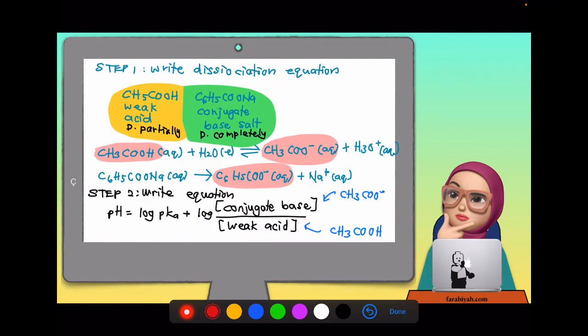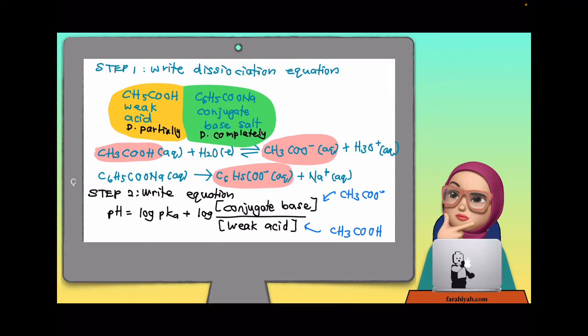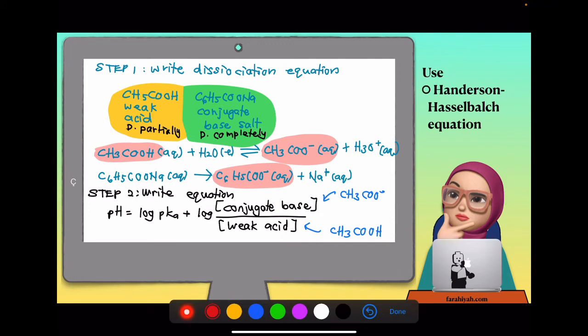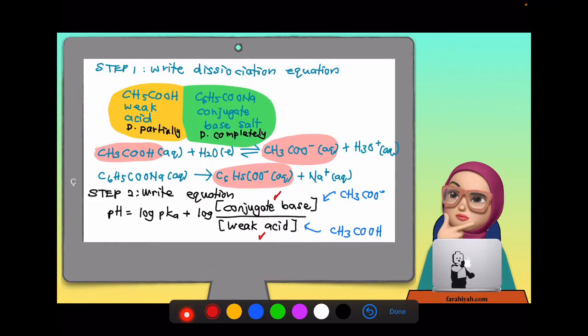Okay, next, after you write the equation, you need to write the Henderson-Hasselbalch equation. Before that, you need to identify which is the conjugate base and which is the weak acid. Okay, so the conjugate base and weak acid you can get from the equation.